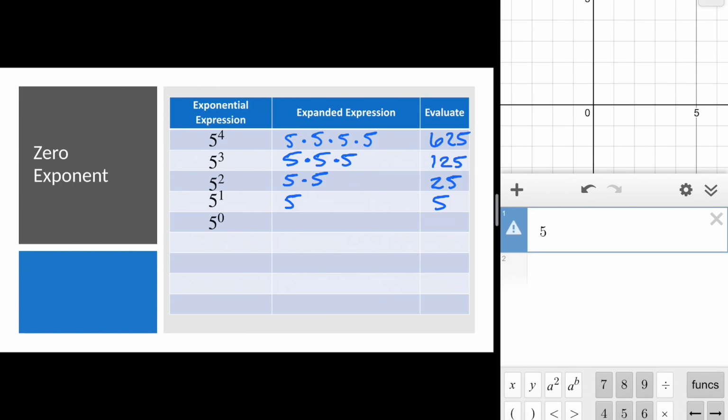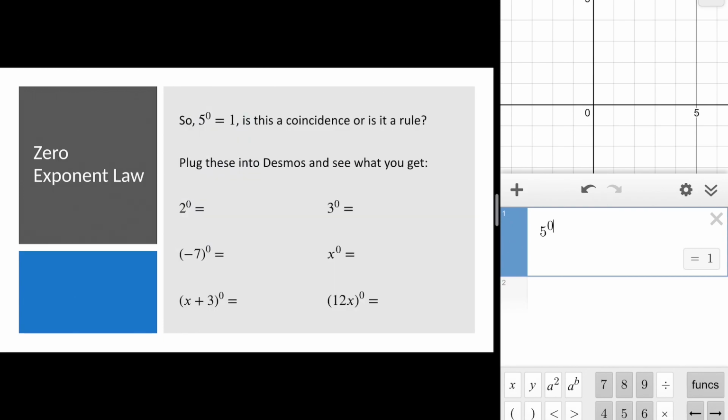So let's go ahead and type in 5 to the 0 power. What does it tell us? 1. So in this case, our placeholder number is a 1. So let's see if that's true for every single one. So we know 5 to the 0 power is 1. Is this a coincidence or is it a rule? So go ahead and plug these into Desmos and see what you get. So go ahead and pause this video and try this in your notes.